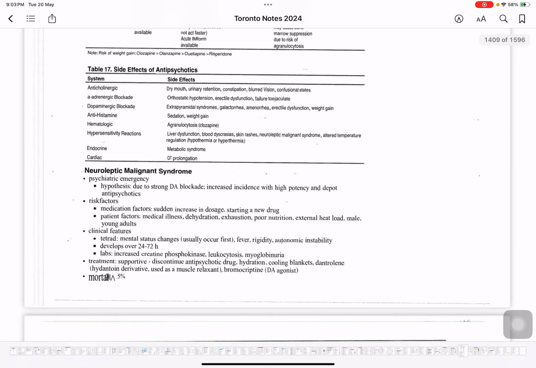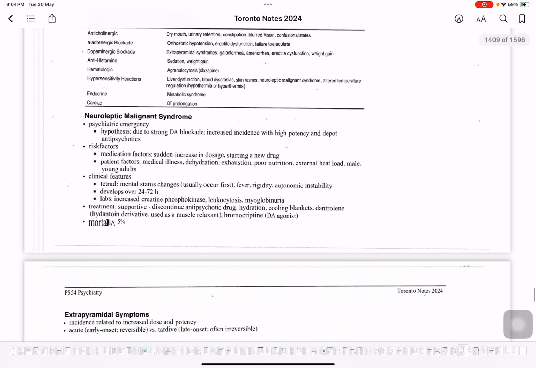Alpha adrenergic blockade: orthostatic hypotension, erectile dysfunction, failure to ejaculate. Dopaminergic blockade: extrapyramidal symptoms, galactorrhea, amenorrhea, erectile dysfunction, and weight gain. Antihistamine may cause side effects like weight gain and sedation. Hematological: agranulocytosis with clozapine. Hypersensitivity reaction like liver dysfunction, blood dyscrasia, skin reaction. Neuroleptic malignant syndrome, altered temperature regulation, hypothermia or hyperthermia. Then endocrine: metabolic syndrome. Cardiac: QT prolongation.